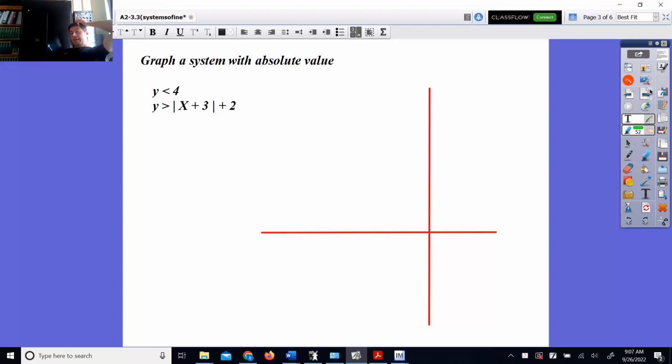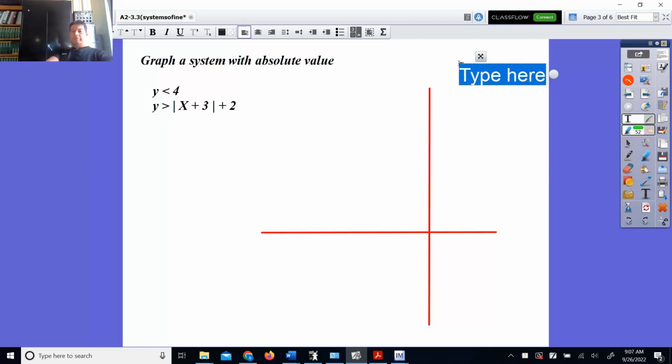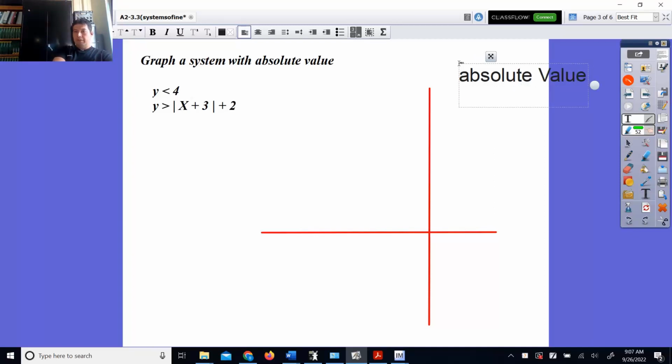All right, this one has absolute value. I would say 30% of you still think absolute value looks like a line. I don't know what's wrong with you. What does absolute value look like? It looks like a V. We've been over that. I have done everything besides hit you upside the head with a 2x4 and make you recite it. It looks like a V.